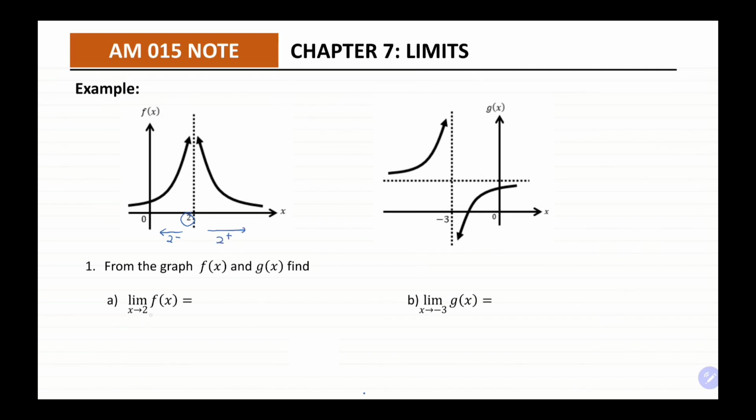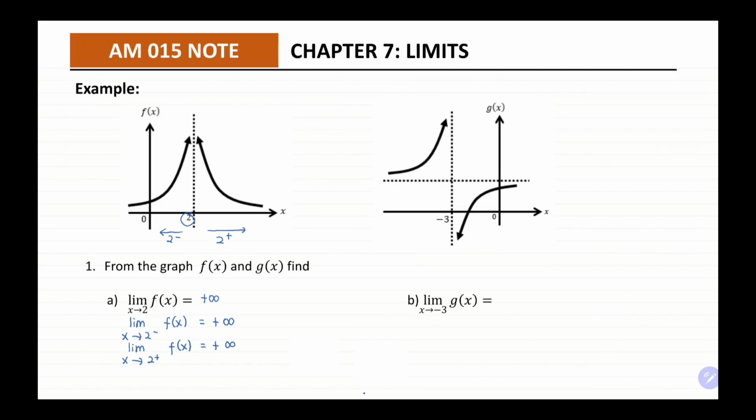To find limit x approach 2, we need to find limit x approach 2 from left. X approach 2 from left, we see from the left the graph goes up. So positive infinity, it goes up and doesn't stop, so positive infinity. And limit x approach 2 from right of f(x) is also positive infinity, because it also goes up. So limit x approach 2 is positive infinity, because left and right are the same.